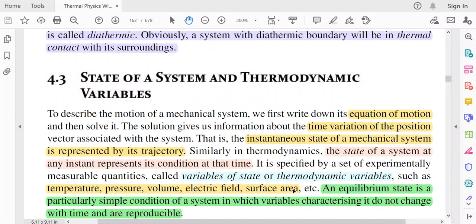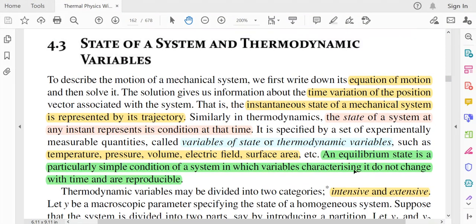So if we want to describe the state of a system, then we need some variables such as temperature, pressure, volume, electric field, surface area. So these variables are used to describe the state of a system at some instant.